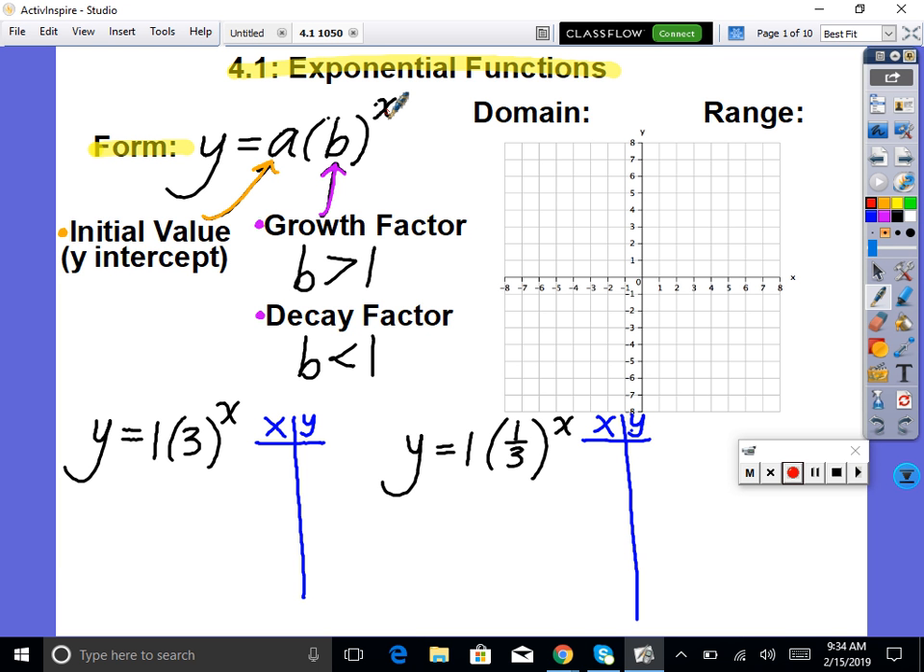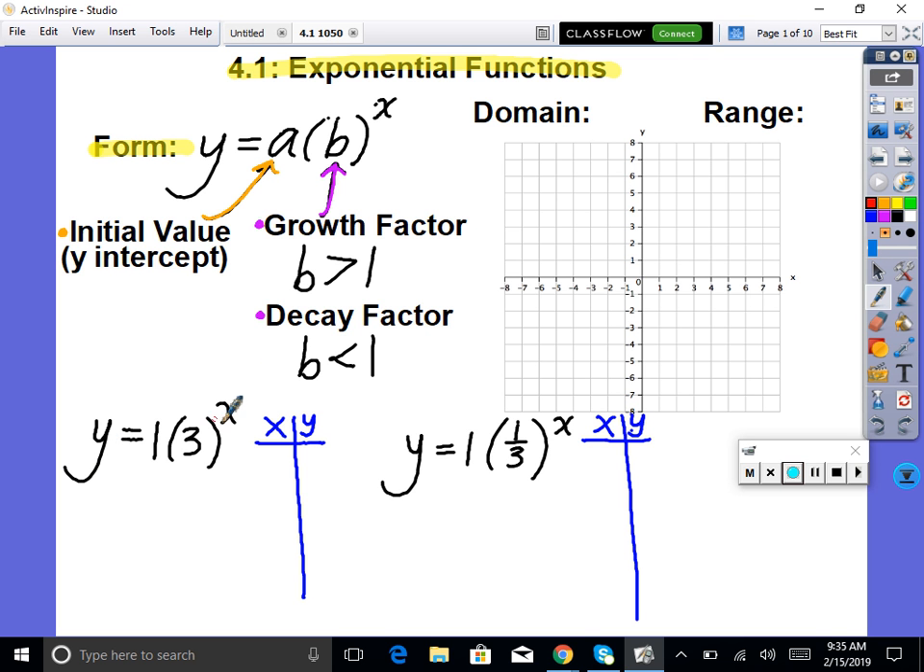If b is greater than 1, it's a growth factor. It's exponentially growing over time. And if b is less than 1, it is decay. Now, I don't mean negative, just it's really absolute value. So basically a fraction less than 1 would be a decay factor. It's getting smaller and smaller over time. So let's look at some examples here.